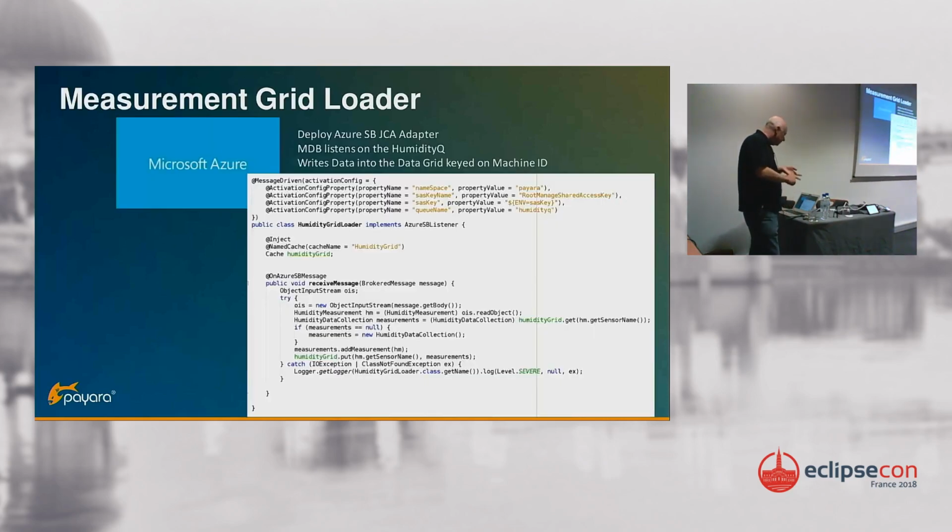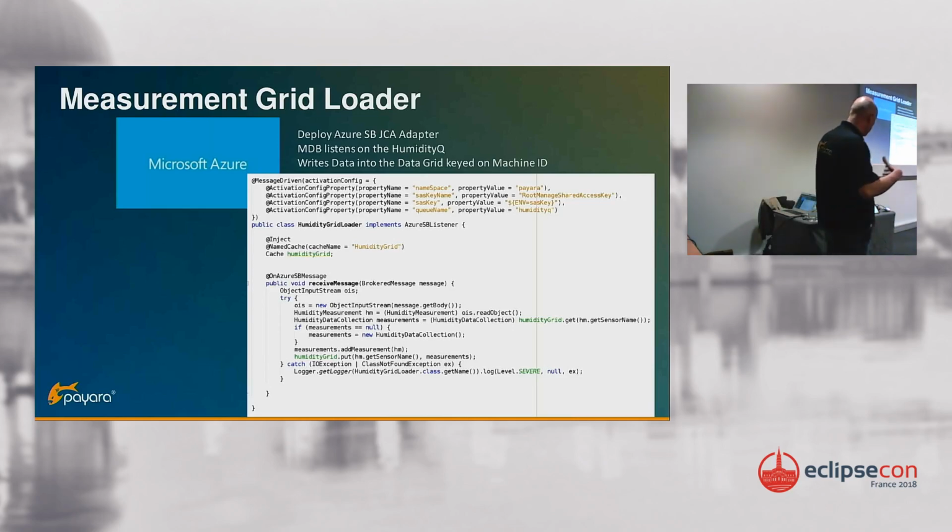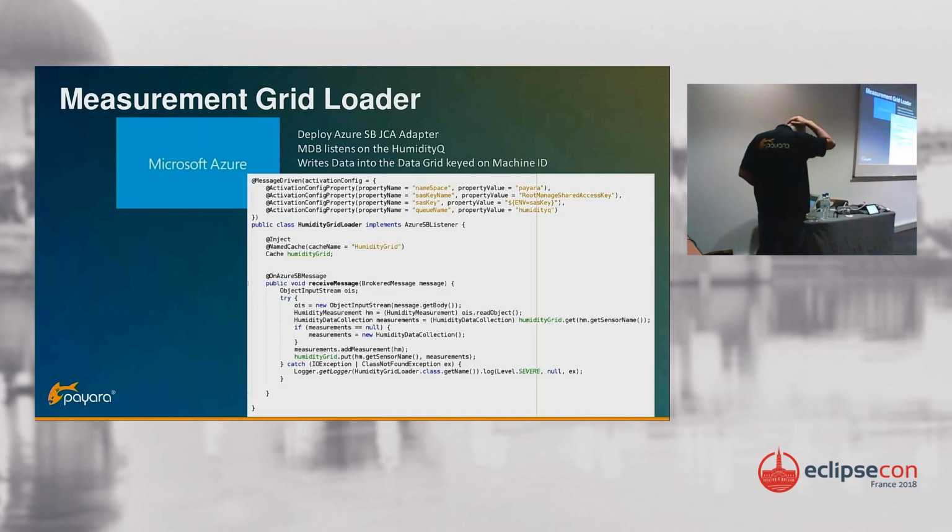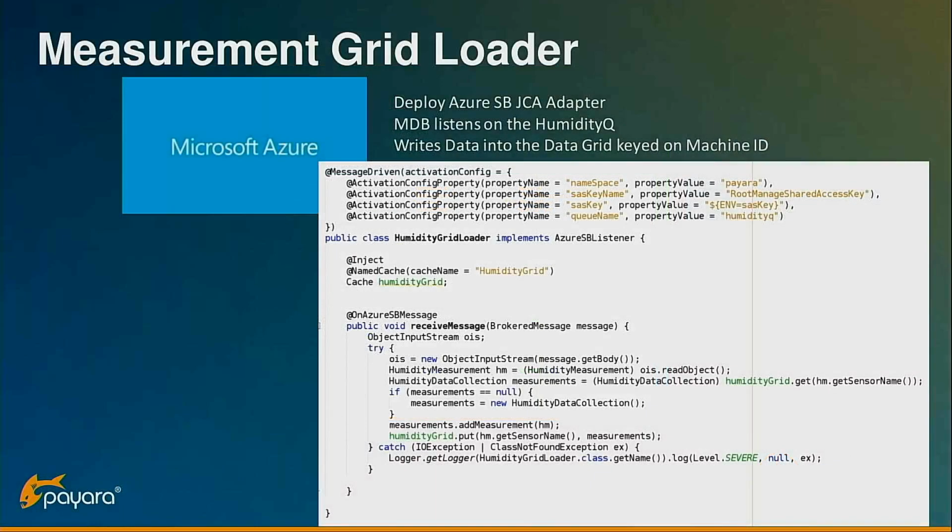So this is code that would be shown for the cloud side. This is the code that would be used to actually retrieve data and push it into a data grid. A data grid is an in-memory key-value store. So you could cluster all the Payara Micros up and then store all the measurements from hundreds of devices into an in-memory data store.